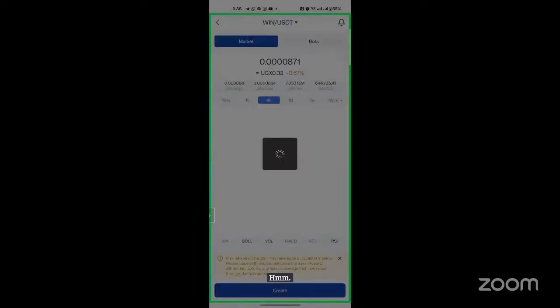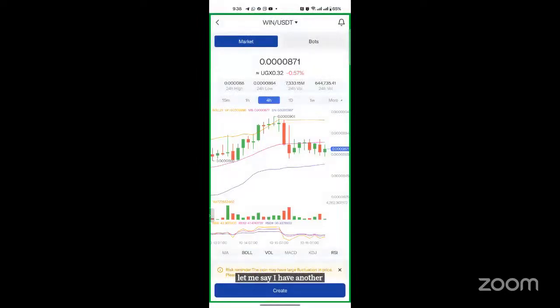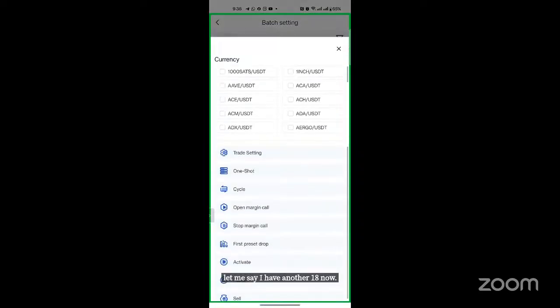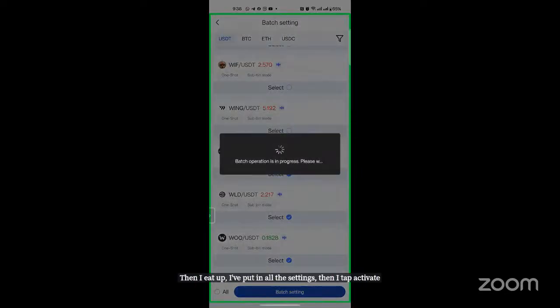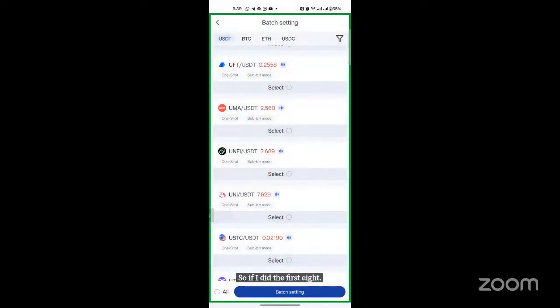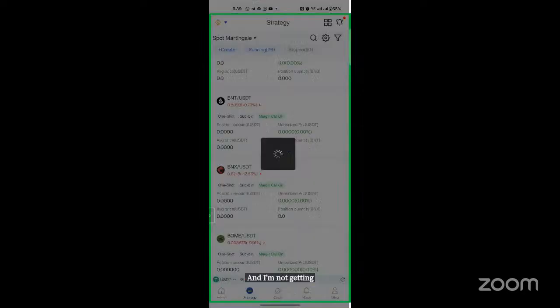Let me say I have another 80 now. Then I tap on batch setting. Then I have put in all the settings, then I tap activate. Tap again. So if I did the first 80 and I'm not getting any, I can still do another 80.